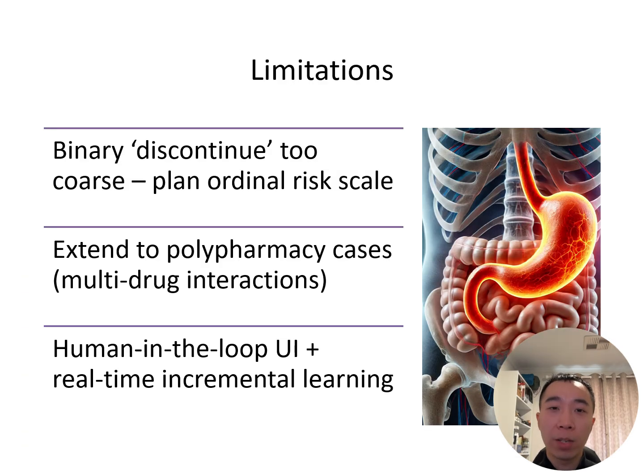Also, there are still several limitations. The binary classification task is too coarse. We plan to adopt a 5-level risk scale in the next stage. The current model does not yet handle polypharmacy, which is common in clinical practice. We lack real-time clinical feedback and continuous learning. A human-in-the-loop mechanism will be essential for deployment.